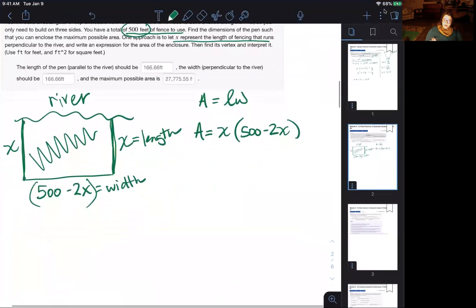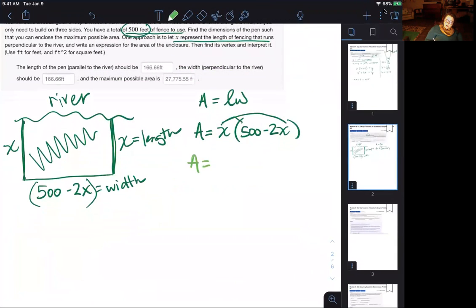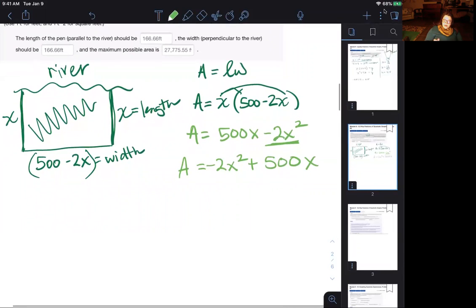If we want to do this algebraically, let's go ahead and distribute the x. So we have area equals 500x minus 2x squared. Now, we noticed that was a parabola that was face down, and that's because the leading coefficient is the one attached to the x squared. So that's area equals negative 2x squared plus 500x, sorry. We have enough information then to find the vertex.